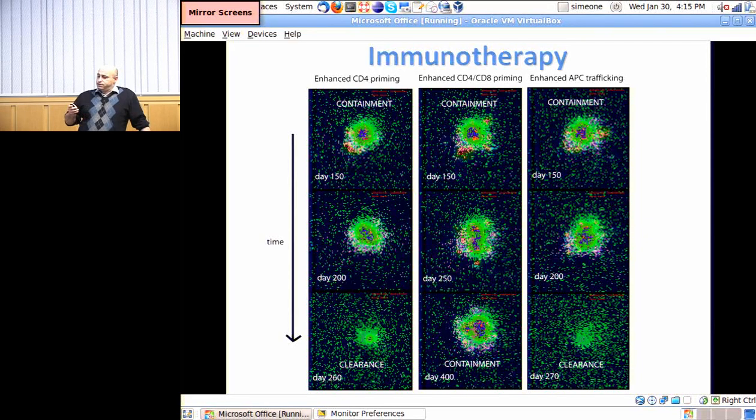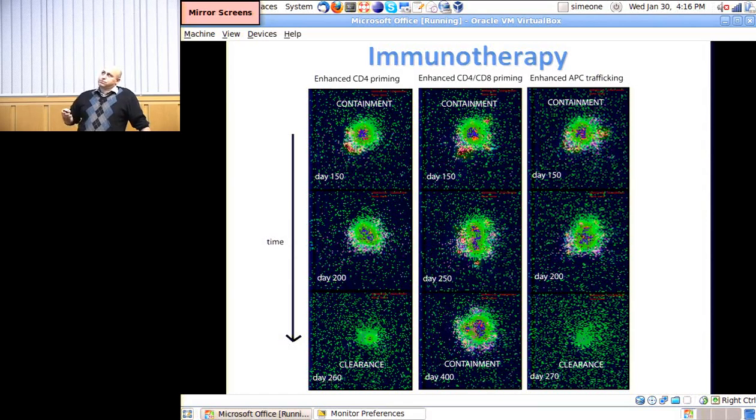Anyway, the idea here was, okay, we have a containment scenario. Think about those 2 billion people with latent TB. How can we eliminate and treat or cure the infection and basically resolve this granuloma? Here we target 3 different mechanisms. One is the parameter I showed you, the CD4 priming. Here we try to enhance both CD4 and CD8 priming. Here we just enhance the trafficking of antigen-presenting cells.